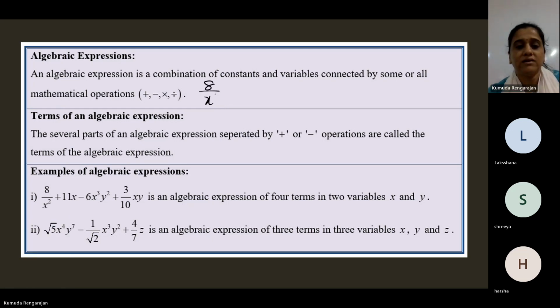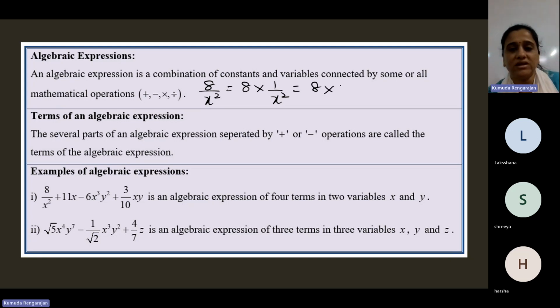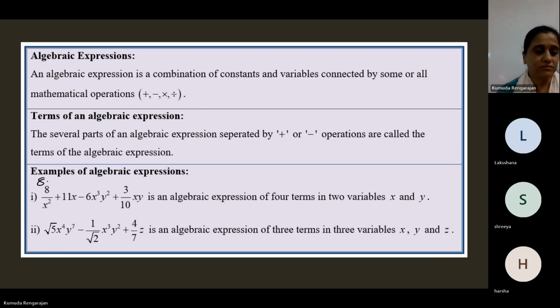This is nothing but 8 into 1 by x squared. 8 by x squared is nothing but 8 into 1 by x squared, and 1 by x squared is nothing but x to the power minus 2. All right. So there itself, it's not a polynomial, no? Because in this algebraic expression, the first term is 8 by x squared, which should be treated as 8x to the power minus 2.